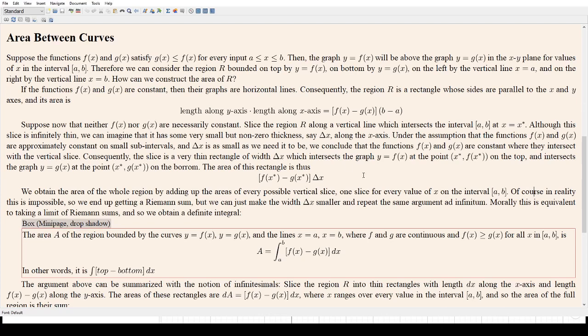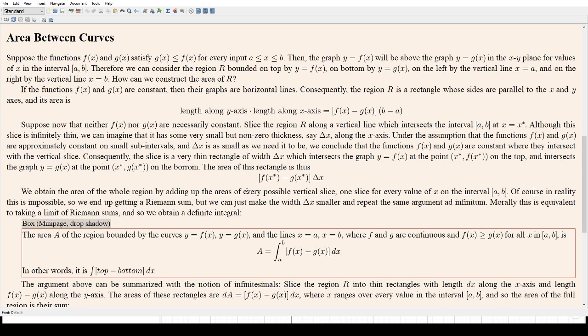Our strategy is going to be to take this region and slice it into a bunch of little rectangles, and then add up the areas of all those little rectangles. And when I say add up, in this case, I mean take an integral. So slice this region along a vertical line, and don't worry because we're going to do examples of this. Slice the region along a vertical line which intersects the interval that we're interested in at some value of x, say x star.